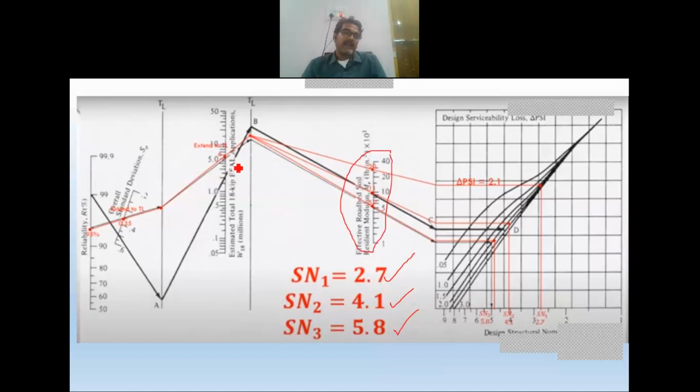The reliability for all the cases is 95%, standard deviation for all the cases is 0.35, the traffic intensity is the same for all the cases, and delta PSI is 2.1, the same for all the cases. The only variables are the MR of soil subgrade, MR of subbase, and MR of base course. If you read all 3, you can see SN1 as 2.7, SN2 as 4.1, and SN3 as 5.8.